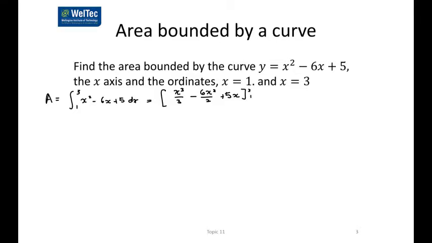And we do all the arithmetic, and that would be 9 minus 27 plus 15, minus a third minus 3 plus 5. Now this is where you see it's really weird, because that's what our answer looks like. Now clearly that can't be right. You cannot have the area as being a negative number.